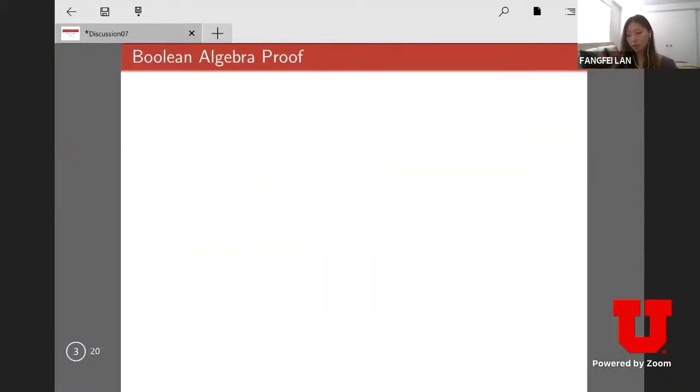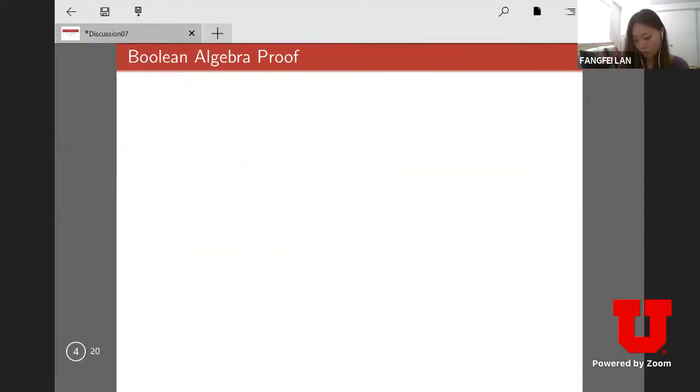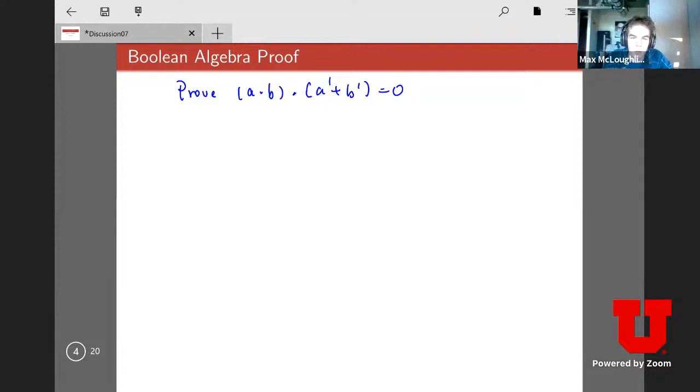Okay. We're going to move on to the second one, which is to prove A times B times (A complement plus B complement) is 0. So this is basically saying that these two sets, if you think about set notation, do not have an intersection. Their intersection is empty. So very similar, right? What do we do now? Distributive to start with. Exactly.